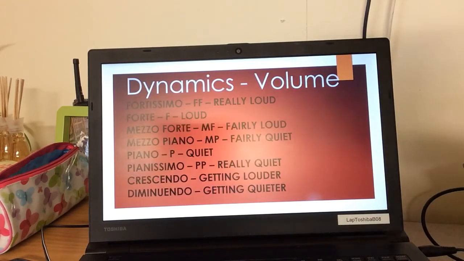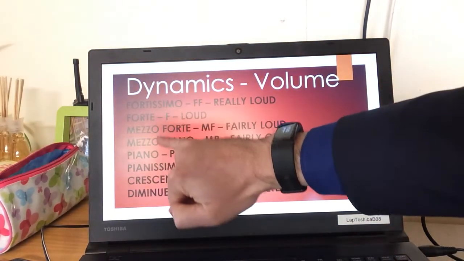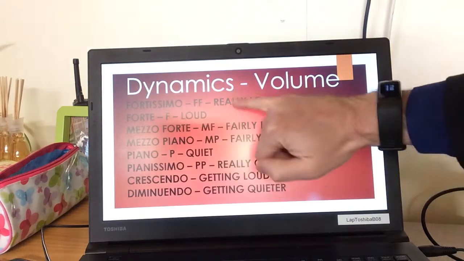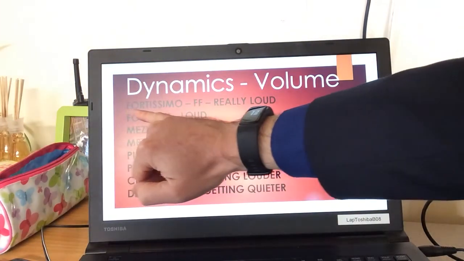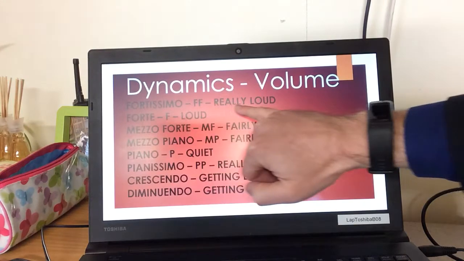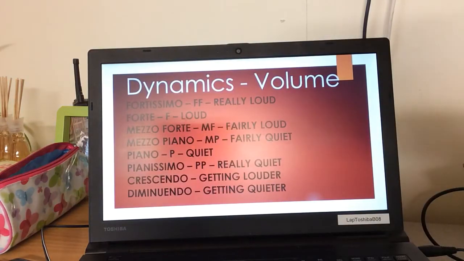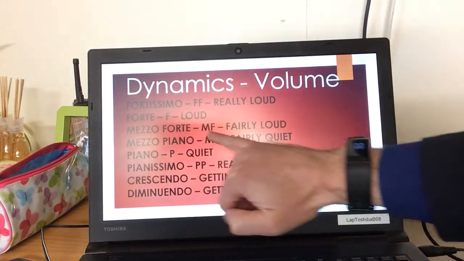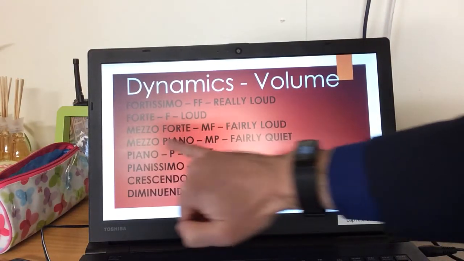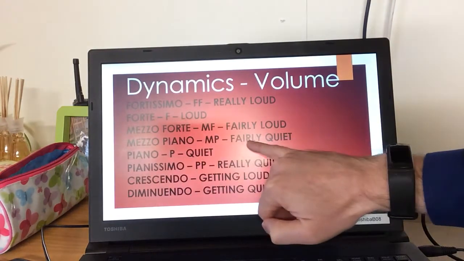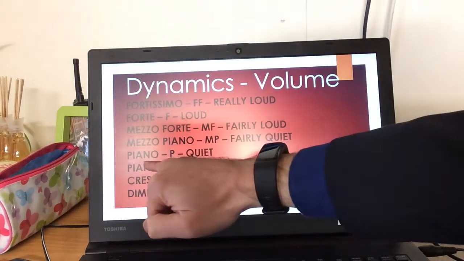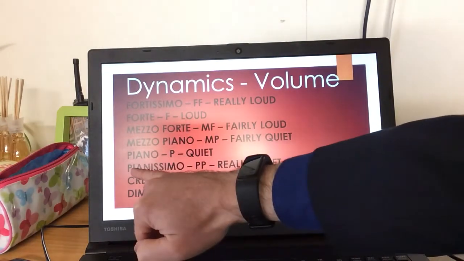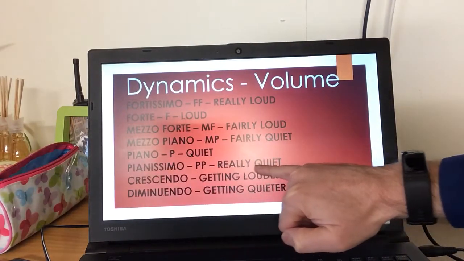The next element is dynamics. Now again, I'm sure you've done this on your Cornets. So on the left are the Italian words, on the right is the meaning. So we've got fortissimo, that's the loudest anyone can sort of play. Forte is loud. Mezzo forte, fairly loud, sort of in the middle. Mezzo piano, it's a little bit quieter. Again, sort of in the middle. Piano is quiet. And pianissimo is really quiet.